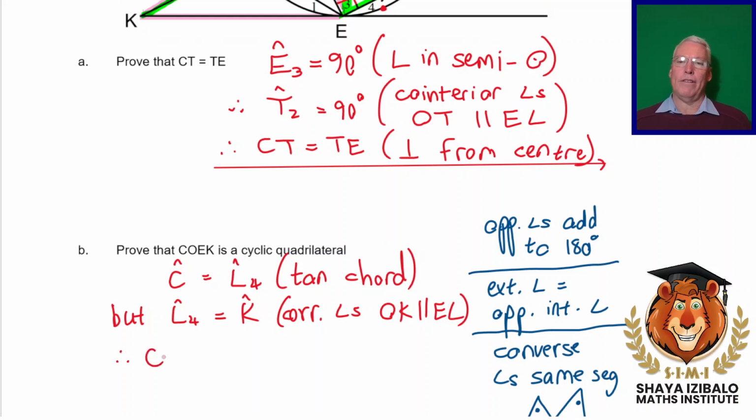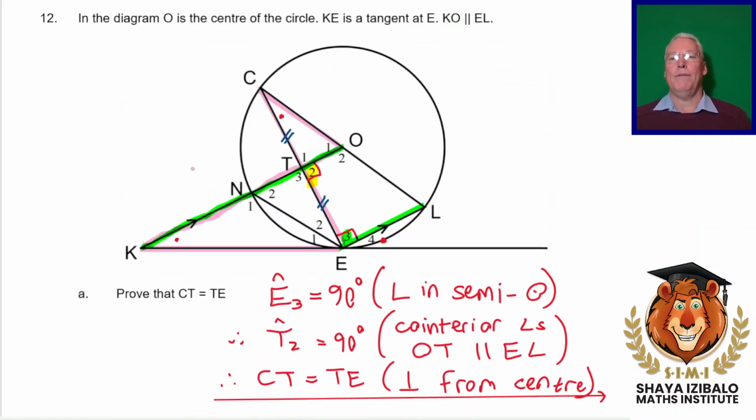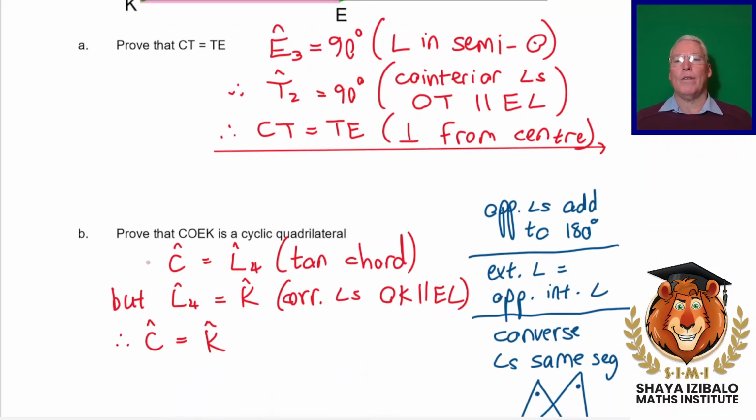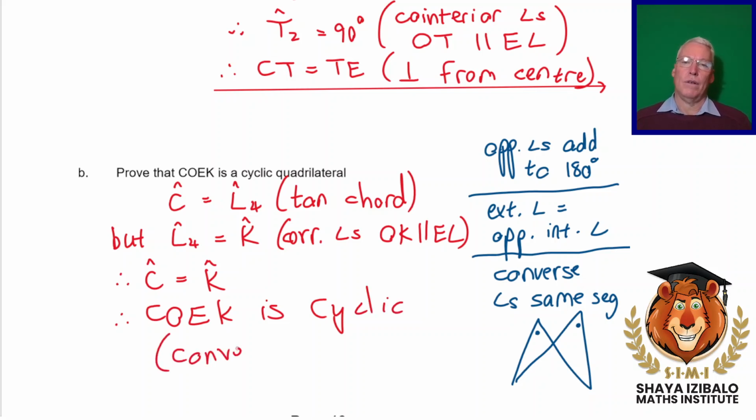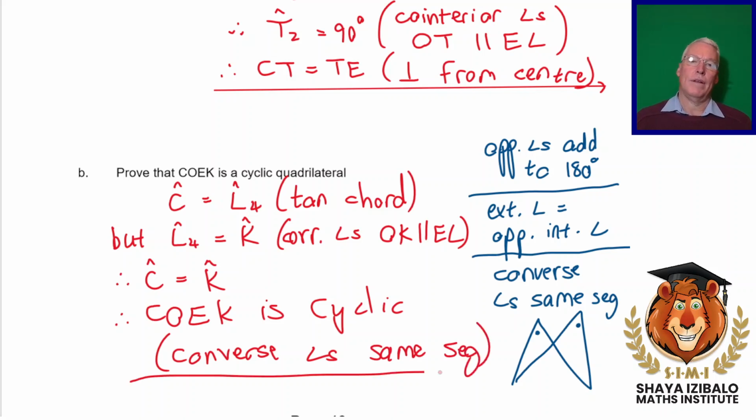Okay, so therefore we actually have proved that angle C equals angle K. We don't need a reason for that. That follows from above. All right, now if angle C equals angle K, we've got our butterfly bow tie. So therefore, COEK is a cyclic quadrilateral. And the reason is the converse of angles in the same segment. Okay, not too bad, not easy, but not too bad.